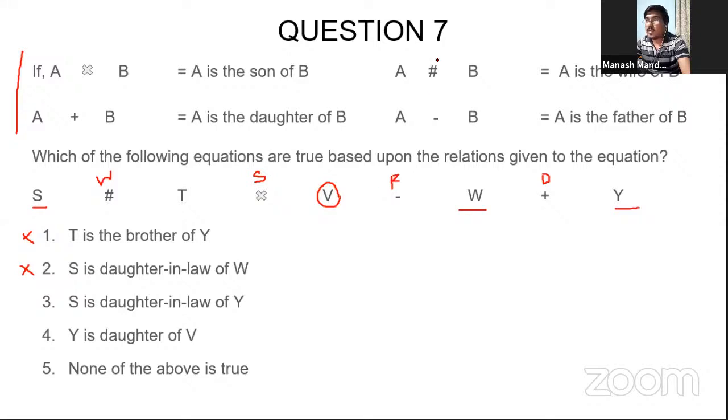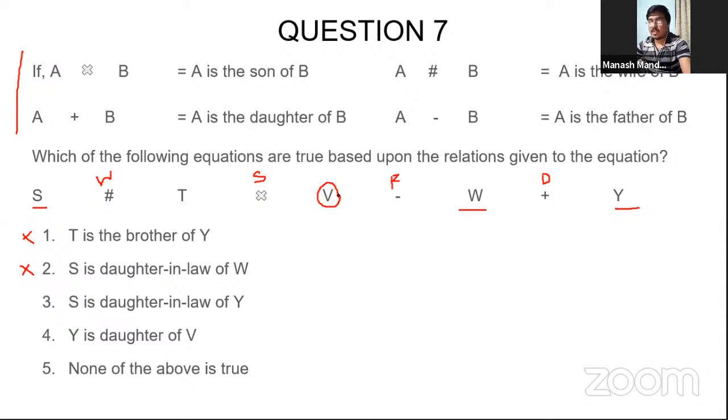Now you guys are saying 3 is the answer. Okay, we're solving 3 only. So let us solve this. S is the wife of T. T is the son of V. V is the father of W. So S is definitely the daughter-in-law of V.